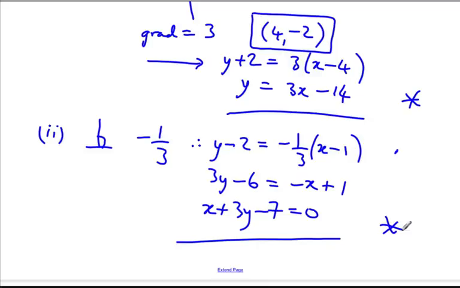Okay. The merit question in number 2, which is part B. It says 3 of the vertices of the parallelogram PQRS are P, Q, and R. You're given 3 of them, but you're not given S. And it says find the gradient of the diagonal QS. So what do we instantly need to work out? This is the merit question 2, part B.